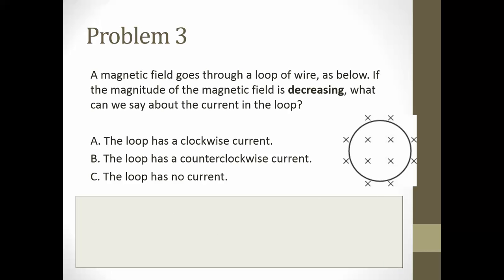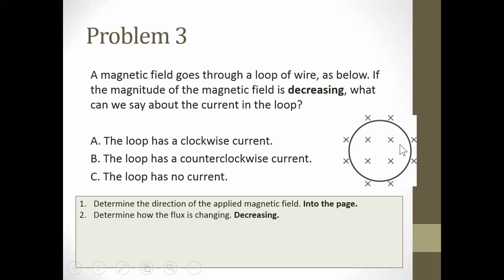Let's do another example. A magnetic field goes through a loop of wire as below. If the magnitude of the magnetic field is decreasing, what can we say about the current? So we have a magnetic field. First, the direction of the applied magnetic field: it's into the page because it has X's, and that says into the page. How is the flux changing? We said that it was decreasing. So instead of increasing into the page, we are decreasing, so it's reducing.